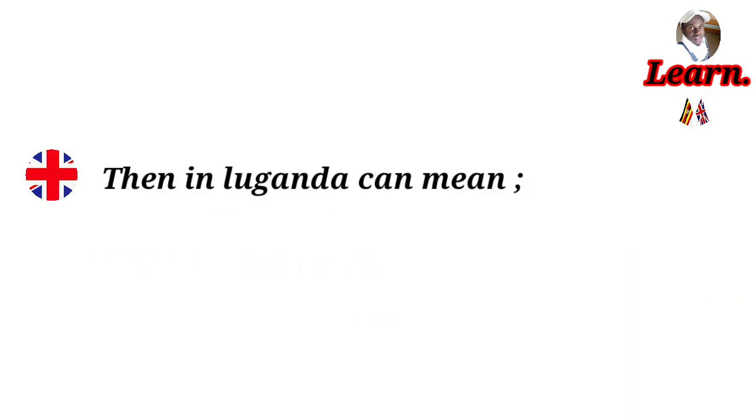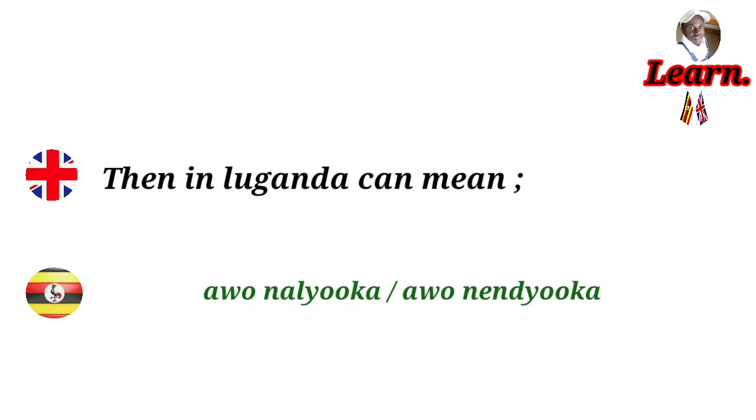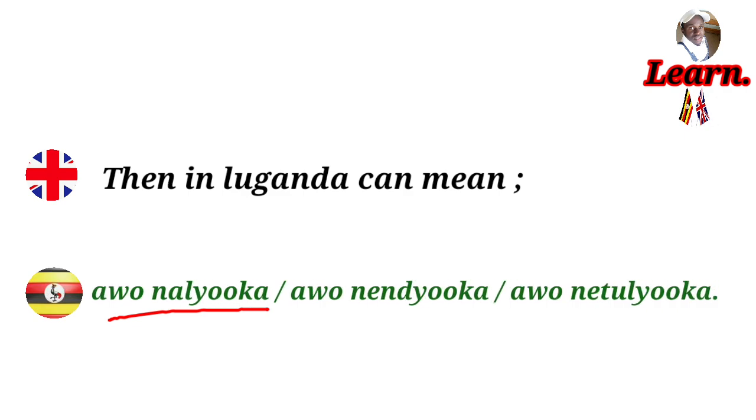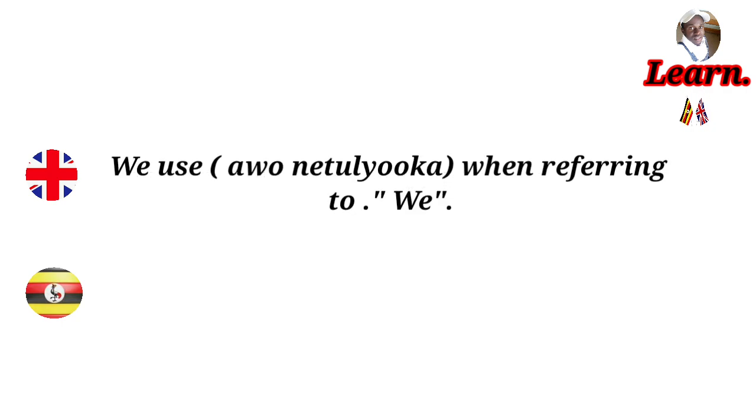Then in Luganda can mean awo nalyooka. It can also mean awo nendyooka. It can also mean awo netulyooka. Okay, we use awo netulyooka when referring to we. For example, we then did this and this.